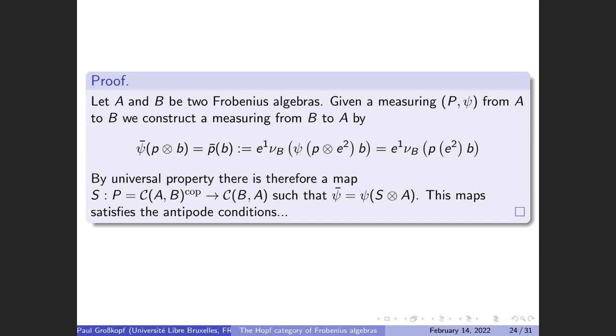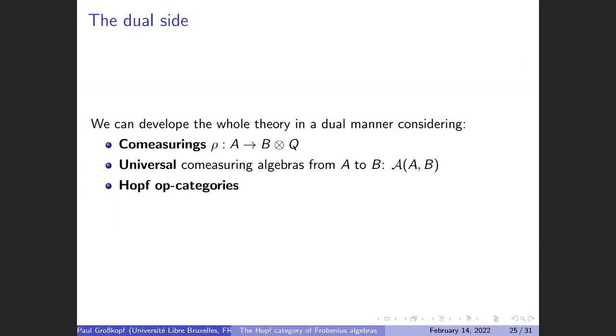So I think I still have some time, so we can also talk about the dual side. I can do this whole program I just did by looking at measurings. I can also dualize everything, and then I can look at co-measurings, so instead of looking at maps from P tensor A to B, I can look at maps from A to B tensor Q. And as well, in that case, I have universal co-measuring algebras. It's a bit more complicated in that case, but in our specific case of Frobenius algebra, we always know that this exists.